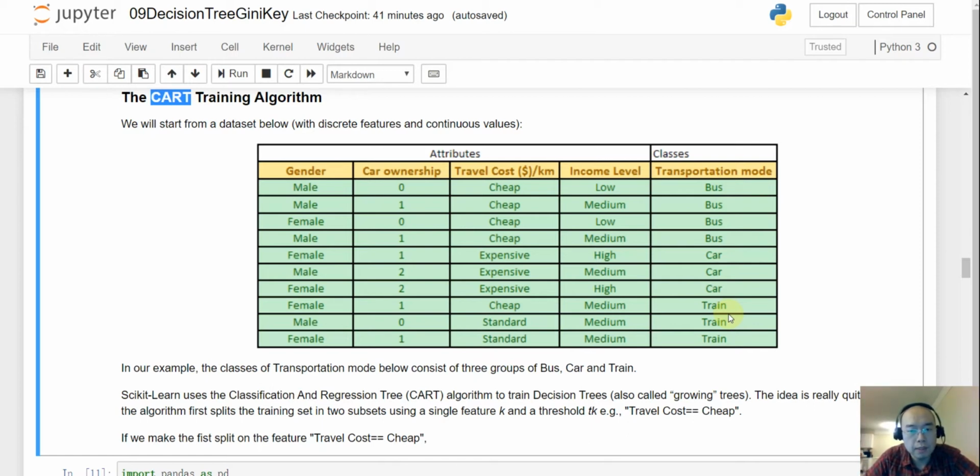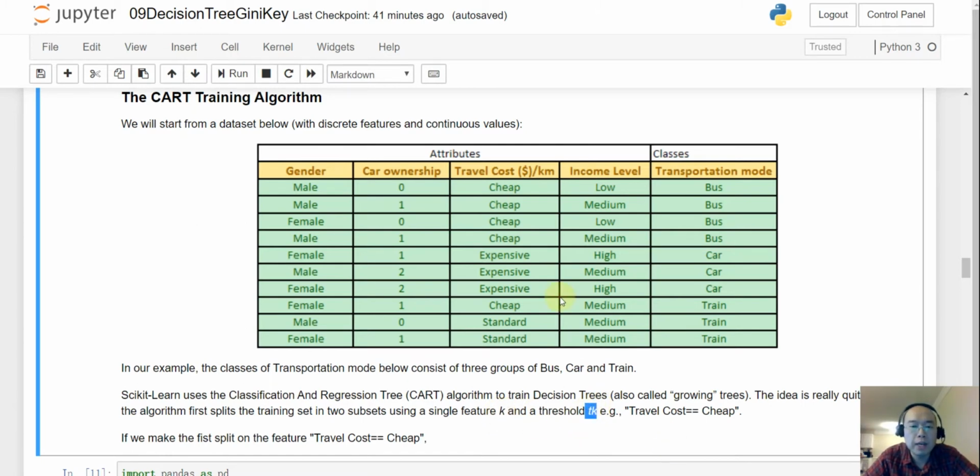And then, this is the root node. We haven't decided yet which attribute we are going to use for the first split. So we need to pick an attribute, that is the feature k. And we also want to decide a threshold on this feature, and then we are going to split this dataset into two parts. So that is the feature k and the threshold t_k.